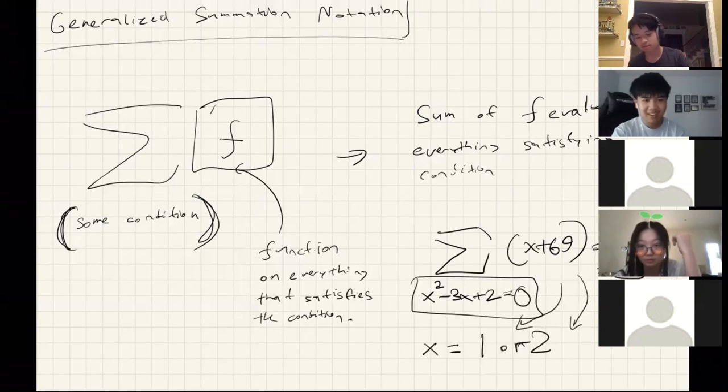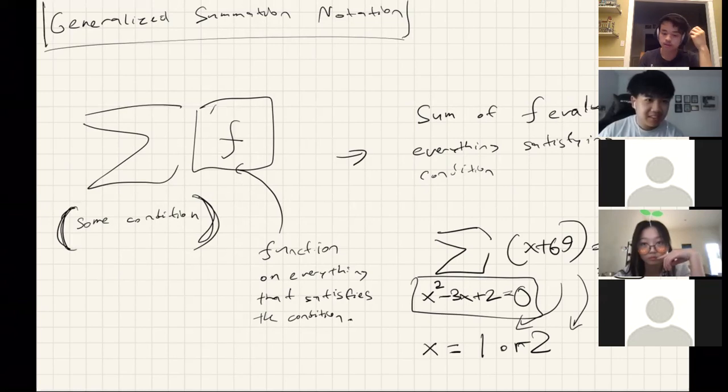So I was being a little bit stupid there, but my point still holds. With generalized summation notation, there's always going to be a condition at the bottom of the sigma, and there's going to be a function based on everything that satisfies the condition under the sigma. And then the summation itself evaluates to the sum of that function evaluated over everything that satisfies the condition given below the sigma.